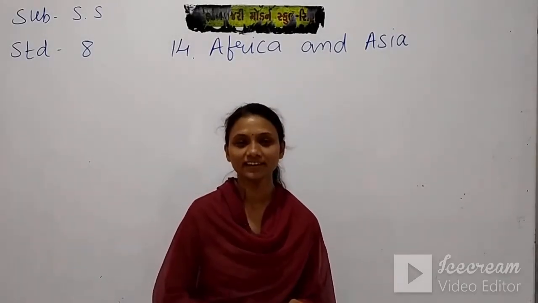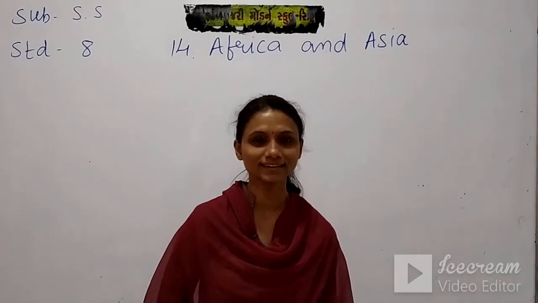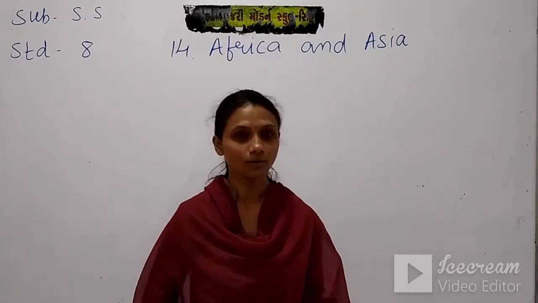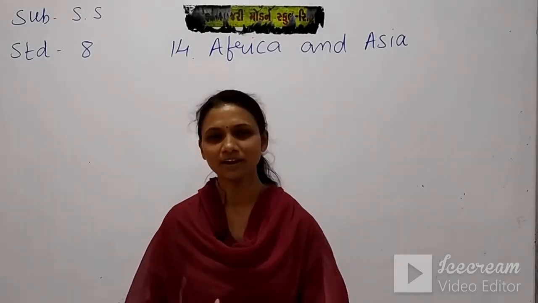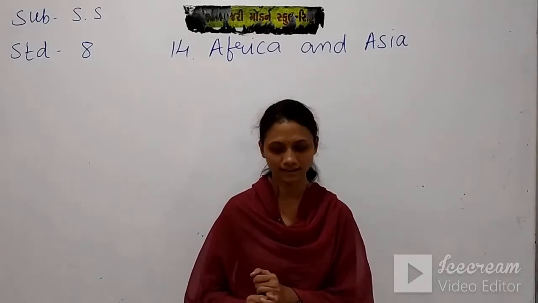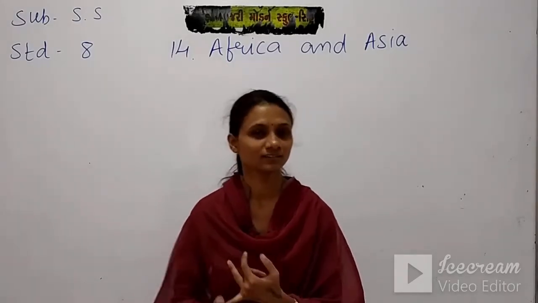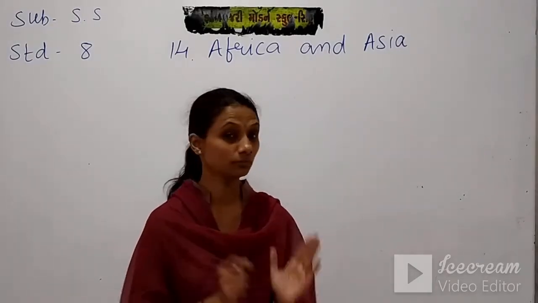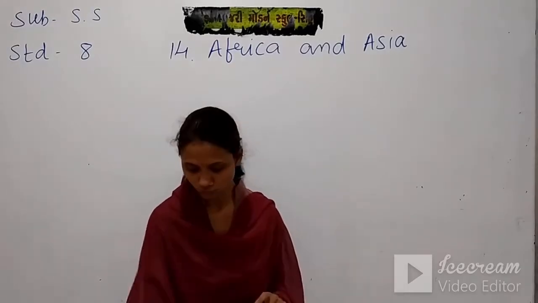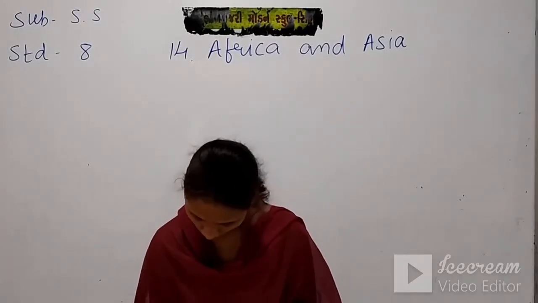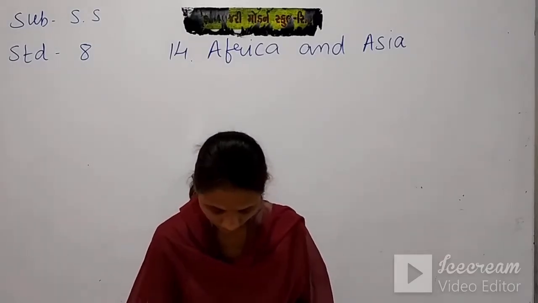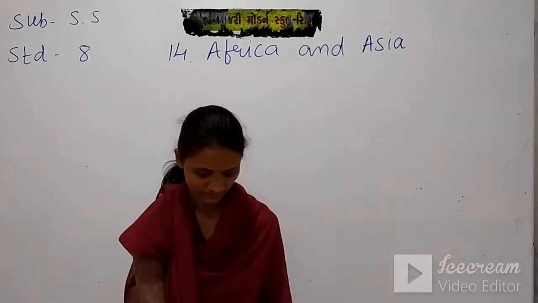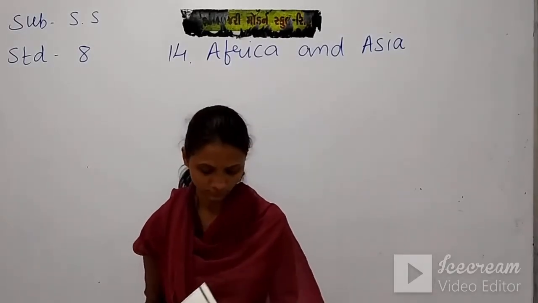Well, you all know that we are dealing with unit number 14. That is the last unit of our syllabus, and half of the unit we have completed. This unit is about Africa and Asia. Some parts of Africa we have discussed, the vegetation, the people and the geographical conditions, with the help of a map in the class. So today we'll start from page number 111, and it is about climate and vegetation. So you are all requested to keep this textbook with you.